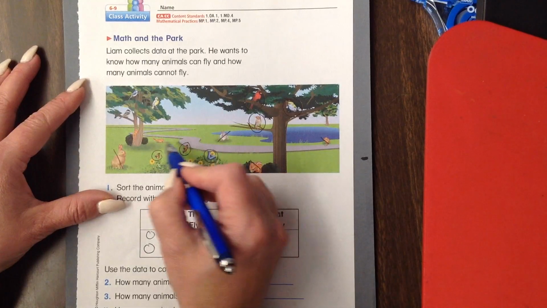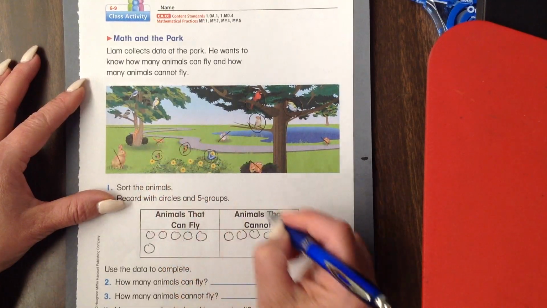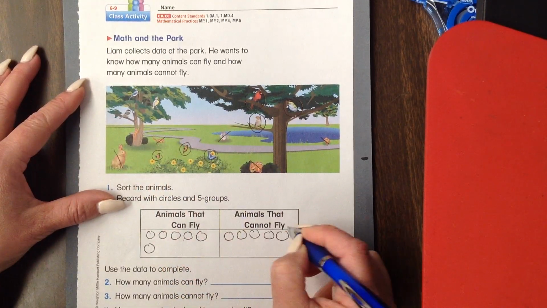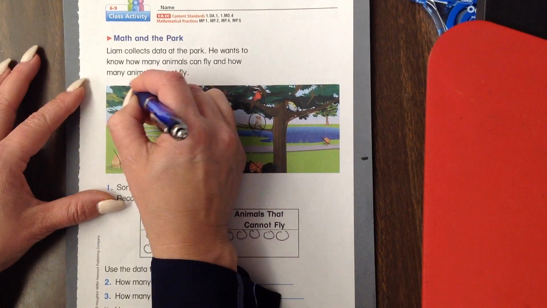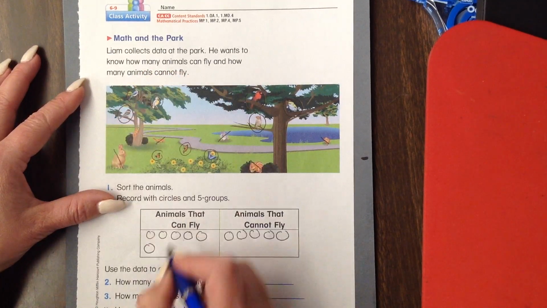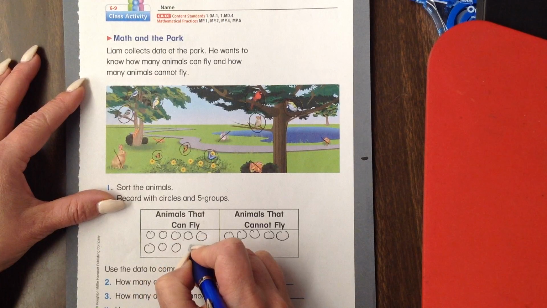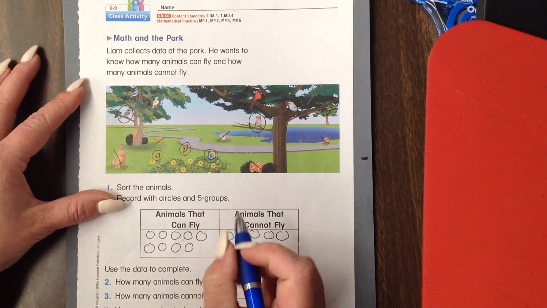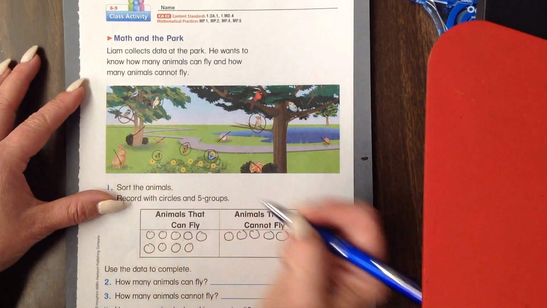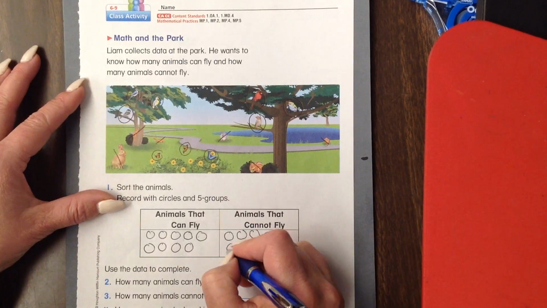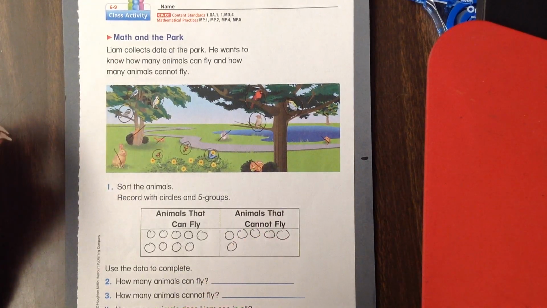Okay, alright, here I have another animal that cannot fly. I have 1, 2, 3 birds flying. Okay, and then I have another squirrel looking thing over here, and so that one goes over there. Let's see if we missed any. I'm going to have to use my own eyes. I don't think I missed any.